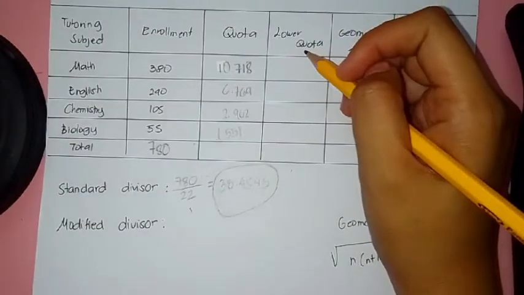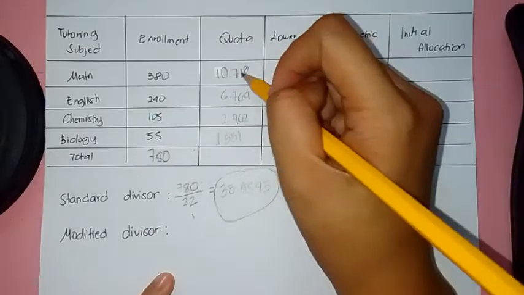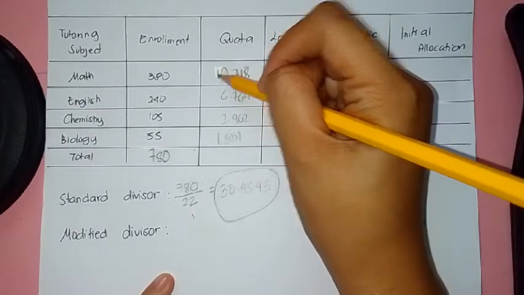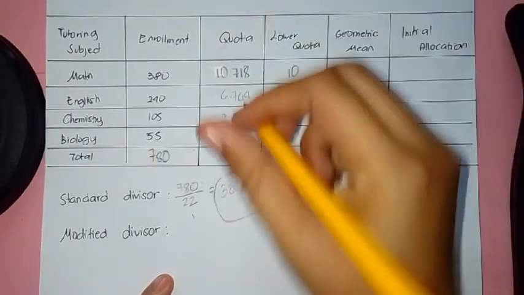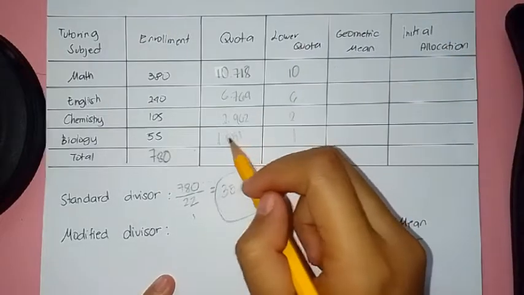So, for the lower quota, we remove the decimal part of the quota. We copy only the whole number. So, 10, 6, 2, and 1. We don't copy the decimal.